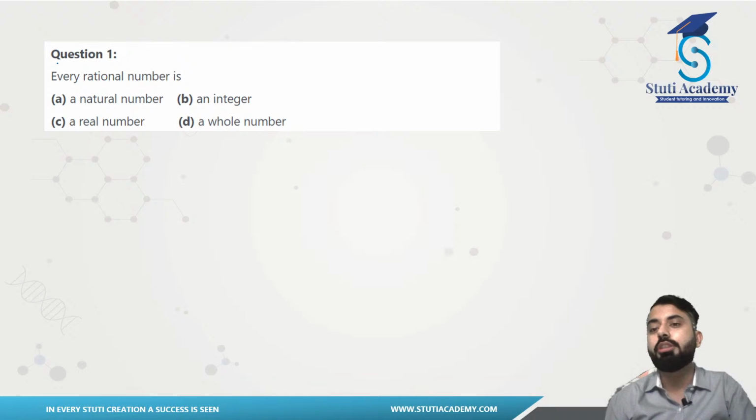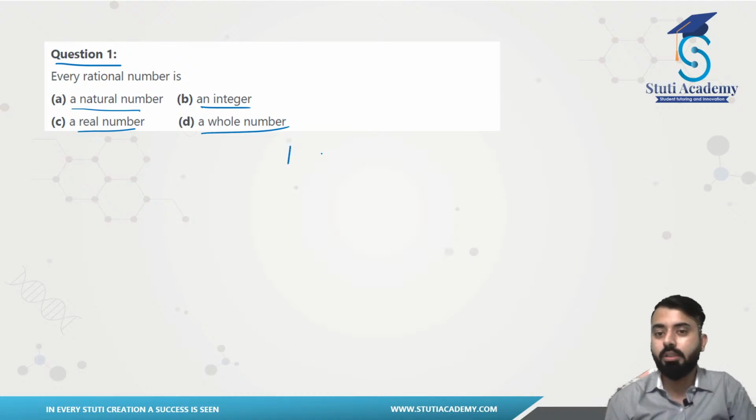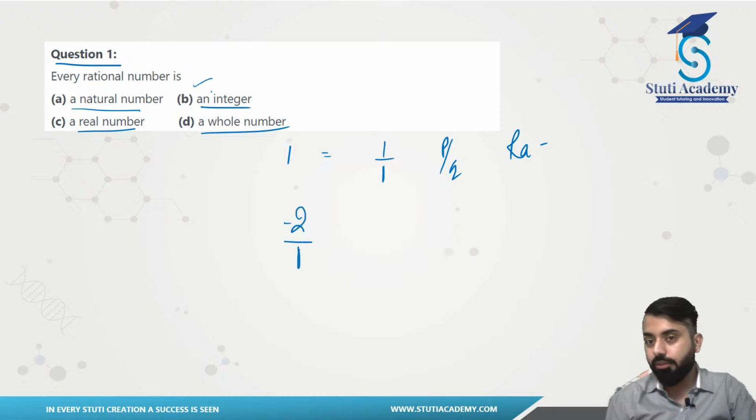Our very first question, we have: every rational number is a natural number, an integer, a real number, and a whole number. You remember I had specifically told you that if I have a natural number, let's say 1, this can be represented in the form of p by q, 1 by 1, right? This is rational, so it is true for now. If I take any integer, let's say negative 2, can this be written like this? Obviously it can. So this is also true.